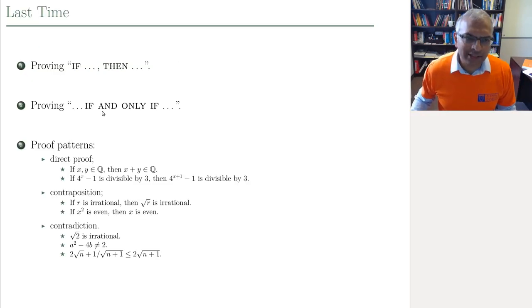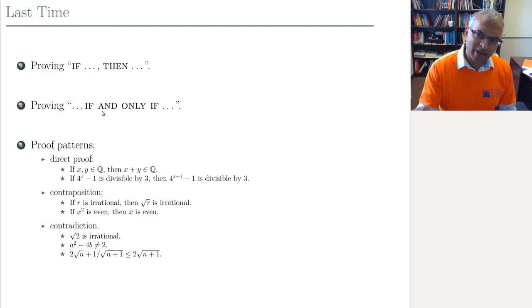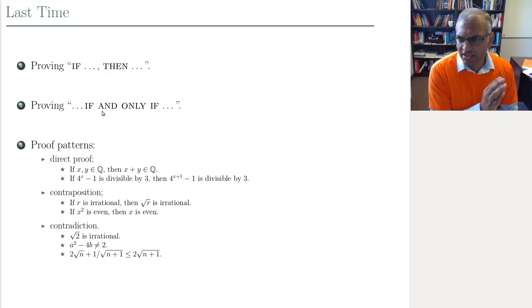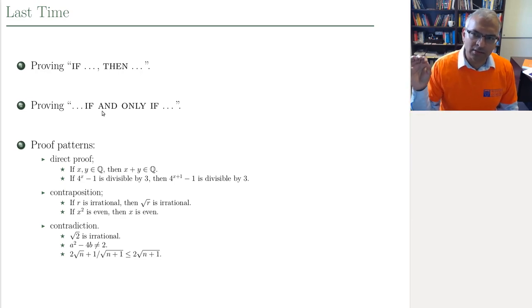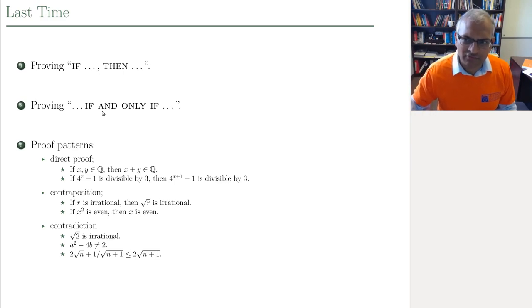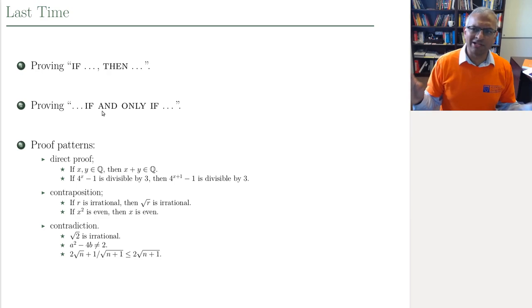Before we go to the board, let's have a quick recap of what we did last lecture. We were talking about proofs, in particular how to prove if-then, and also if and only if. We introduced proof patterns for if-then. The most common is the direct proof, where you assume that the left-hand side of the if-then is true and prove the right-hand side. Contraposition is equally powerful, and is more appropriate when it's clear that if the right-hand side of the if-then is false, then the assumption on the left-hand side is also clearly false.